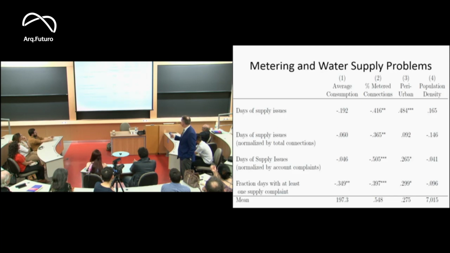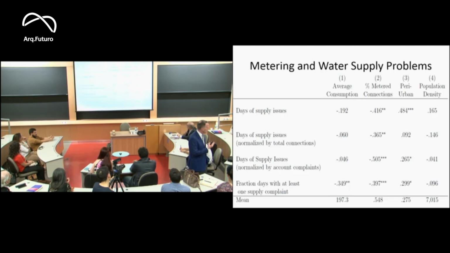Point about institutions: why does the water break? It turns out that the water company in Zambia gets paid in two ways. One is by meter, meaning per cubic meter of water sold, they get more money. The second is that households pay a fixed monthly fee. What we see in the data is that the more meters, the more quickly problems are resolved, and the fewer the days of problems. And it's a very clear story of incentives.